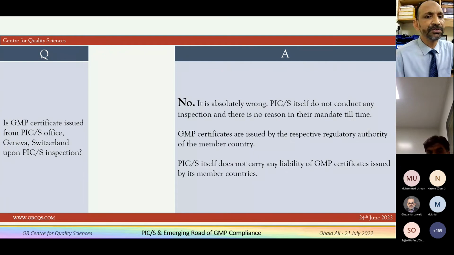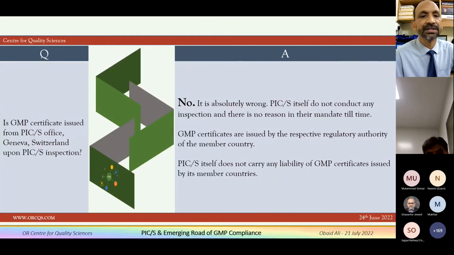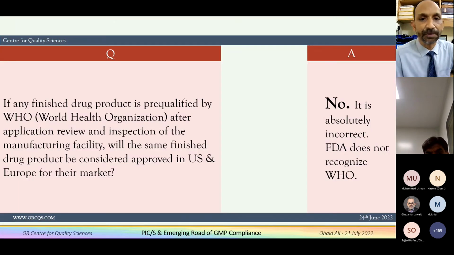This GMP certificate issued from PICS office Geneva, no, the PICS office does not issue GMP certificates, that is not correct. If any finished drug product is pre-qualified by WHO after application, review and inspection of the manufacturing facility, will the same finished drug product be considered approved in US and Europe for their market?